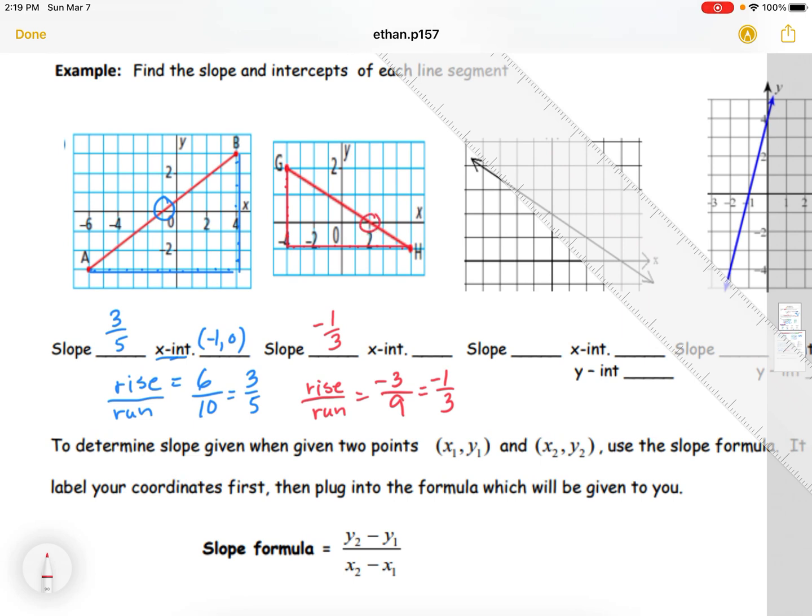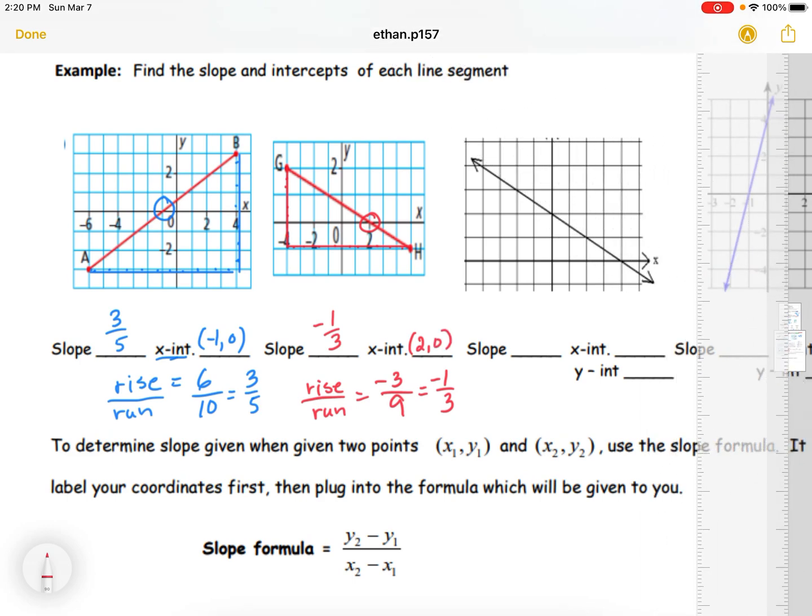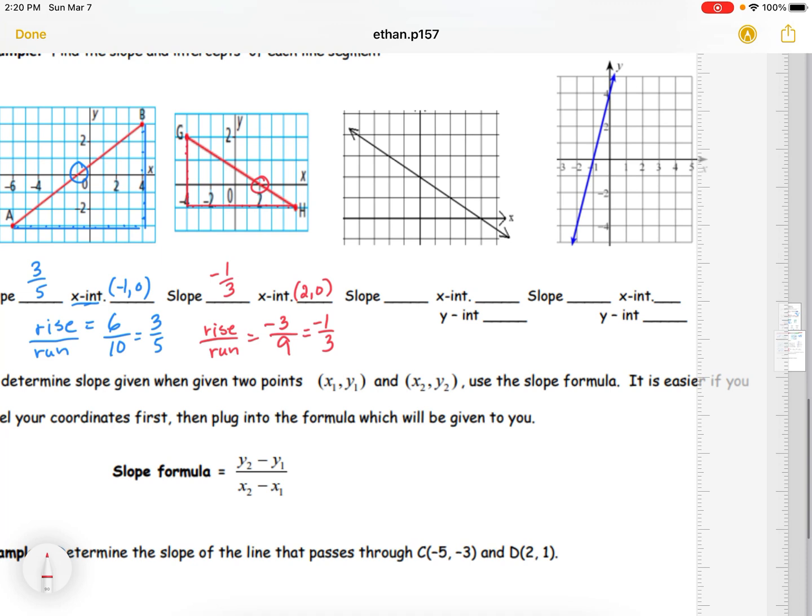My x-intercept is right there. It's where y equals 0, or it's where it crosses the x-axis. So that is 2, 0. Okay. Alrighty, let's look at the next one.